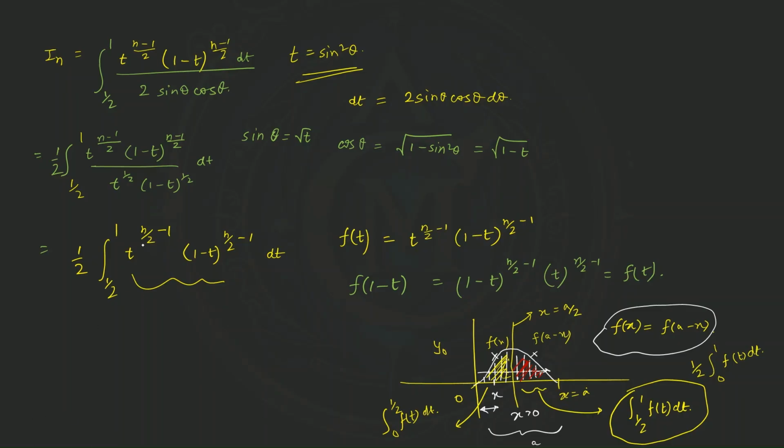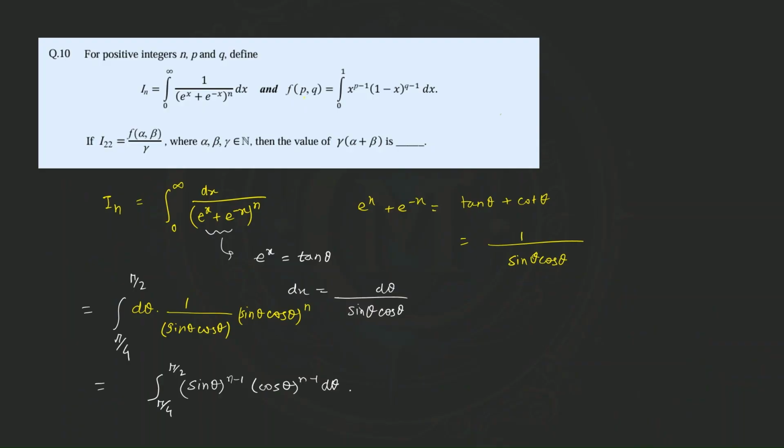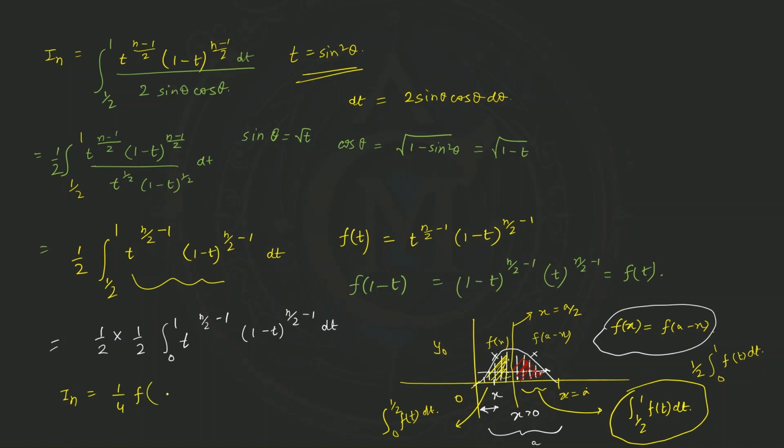So we can apply this concept for this function here, right? So this will be half times integral 0 to 1, t to the power n by 2 minus 1, 1 minus t whole to the power n by 2 minus 1 dt. So we can say our I n will be 1 by 4 integral 0 to 1 t to the power n by 2 minus 1 and 1 minus t whole to the power n by 2 minus 1 dt, simply representing this f of pq, right? So in this case it will be simply f of n by 2 and then n by 2, right?